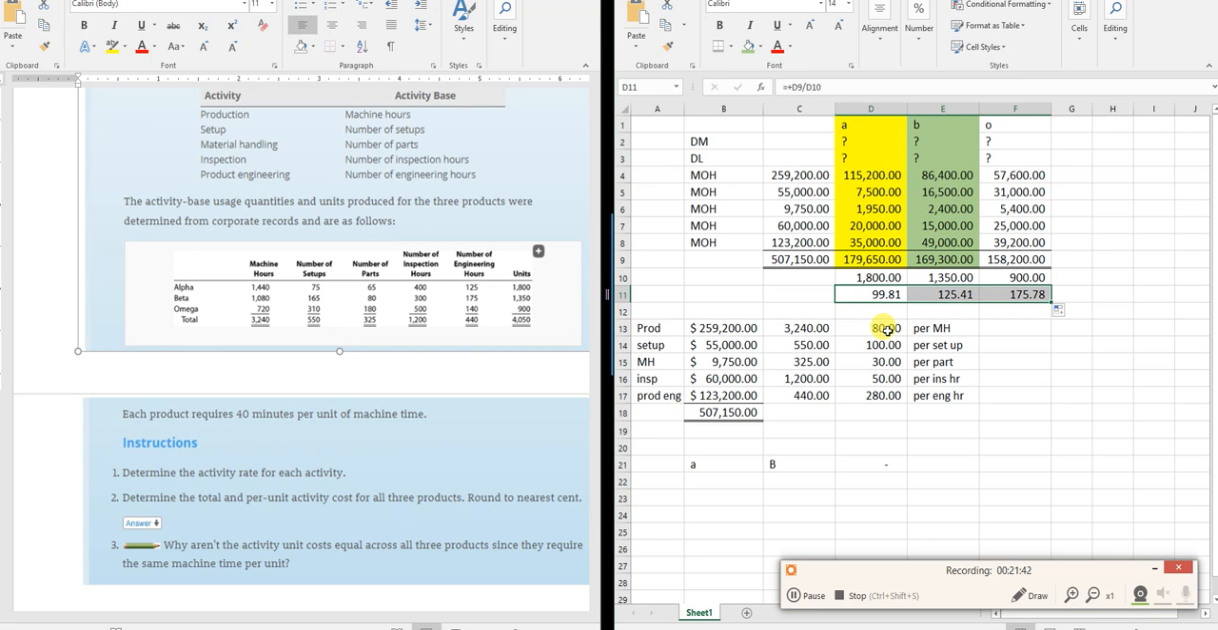So have your solution there in front of you. Remember, if you print this off, it has the solution attached. 80 per machine hour, 100 per setup, 30 per part, $50 per inspection hour, 280 per engineering hour. And then I have my 99.81, 125, and 175.78. So that is the activity: determine the total, this line, and the per unit activity, this line, for each of the products. All right, so let me get to the other one.